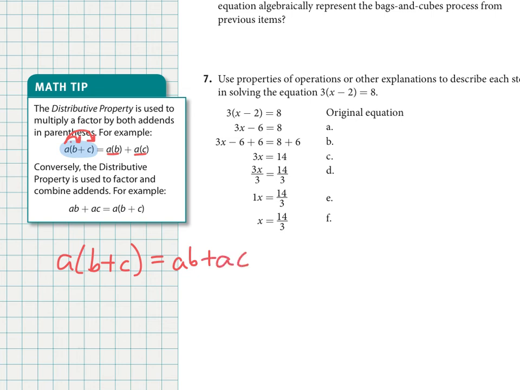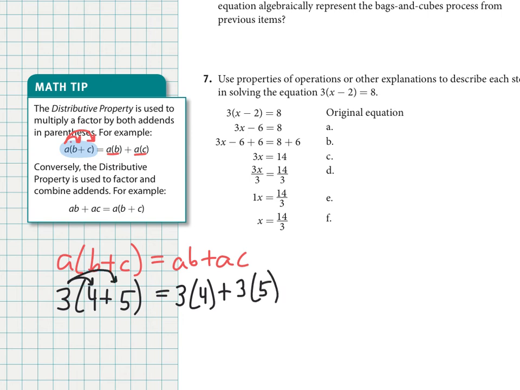So what it's saying, for example, and let me just make one up with some numbers. Let's say it is like 3 times the quantity 4 plus 5 or something, right? Just to give it some numbers. The property is saying that it would equal 3 times the 4 plus 3 times the 5. And sometimes we draw those little arrows there just to remind us that we're multiplying each of those.